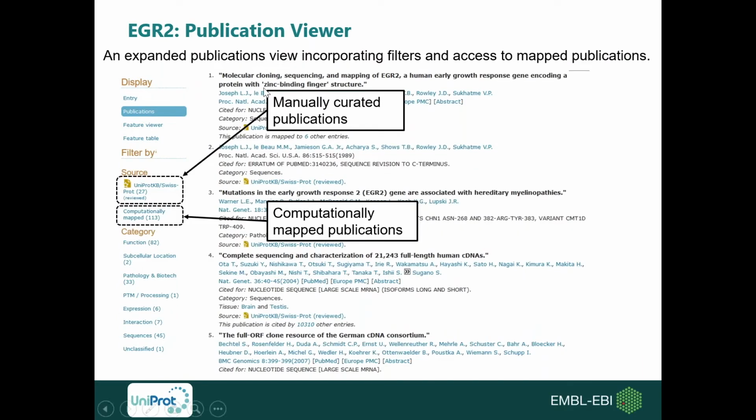Here, all publications linked to the protein are listed, and the reviewed publications are tagged with a gold standard tag. These are manually curated publications by the curators. Further, you will also find computationally mapped publications which provide more information about the protein, which has not been reviewed by our curators.